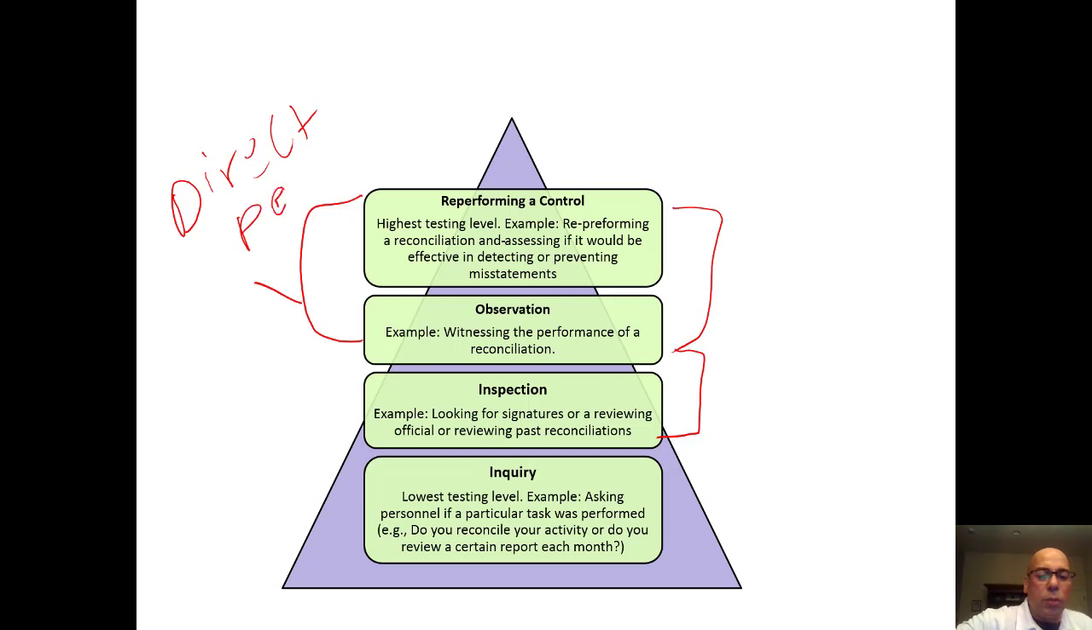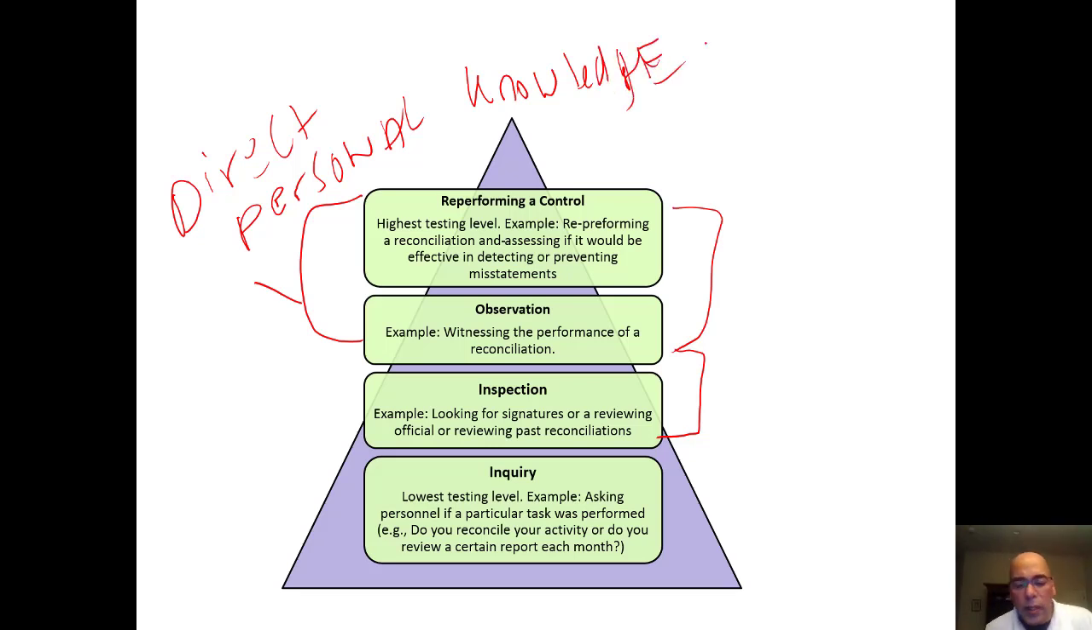But if you're sitting there and you observe something, that's also direct personal knowledge, right? This is direct personal knowledge, believe it or not. Inspection, okay, is not auditor's direct personal knowledge, but it could be looking at documents, looking for signatures. Remember, we had those inventory control sheets in the jewelry shop that I was talking about before. That could be inspection. Inquiry, least reliable. You can rely on it to a certain extent, but you would have to combine it with some of these other things that we're seeing higher on this chart.